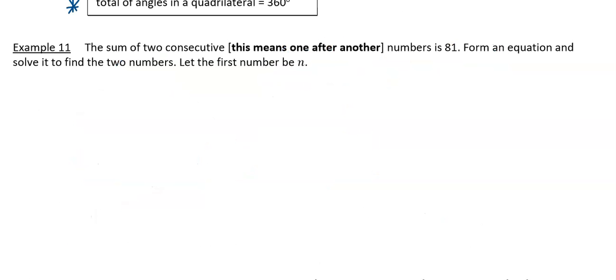Okay, a nice wee example here to finish this off. It says the sum of two consecutive numbers is 81. Now consecutive means one after the other, so form an equation and solve it to find the two numbers. So it says let the first number be n. So I'm just going to write that down. First equals n, so the first number is equal to n.